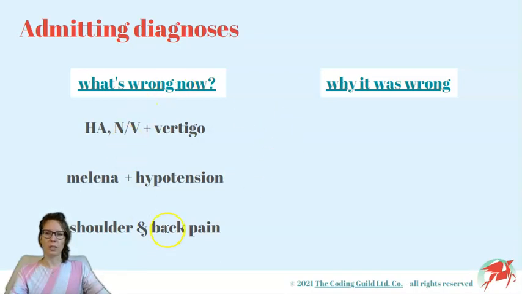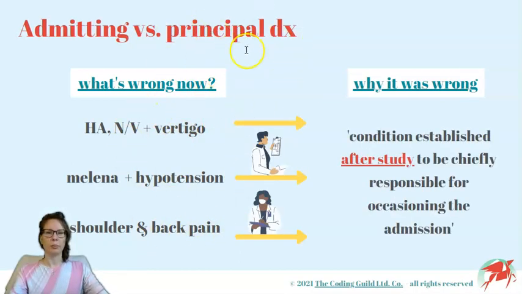These are admitting diagnoses. Principal diagnoses are conditions established after study to be chiefly responsible for the occasioning of the admission. Or in other words, what was the underlying disease that caused such serious symptoms to the patient that they needed hospital care? Having a headache, nausea, vomiting, and vertigo are bad enough, but if there was something else lurking in the shadows, and we found that after studying and treating the patient, that will become our principal diagnosis.